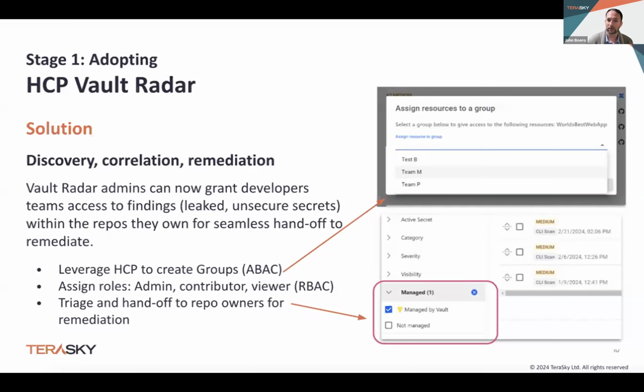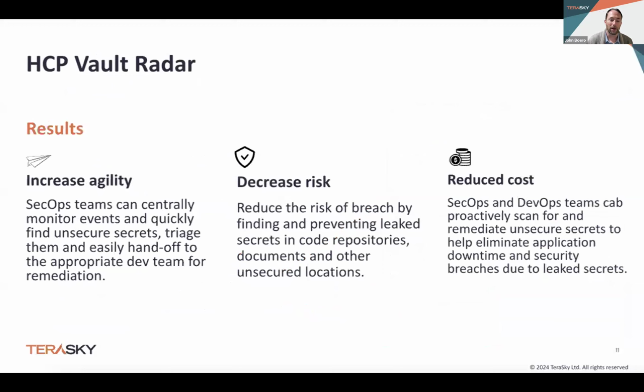Okay. Now, obviously, the goal of this is to increase agility and decrease risk, which really is the biggest one. Also reduced cost. In this case, if you're already using Vault, great. It's just an additional feature that gets flipped on in HCP. And that can save you a lot of trouble down the line, right, due to leaked secrets.